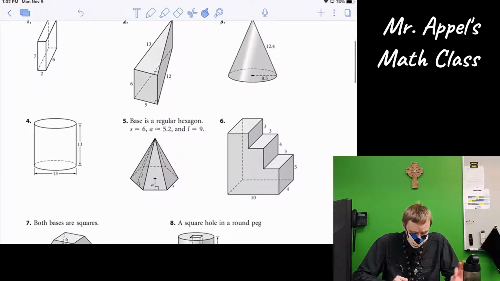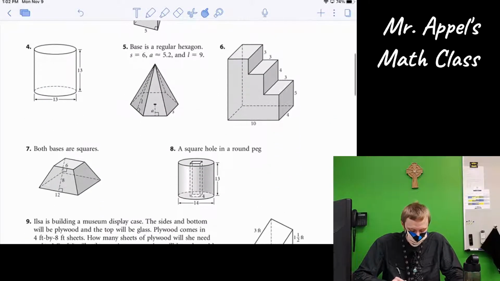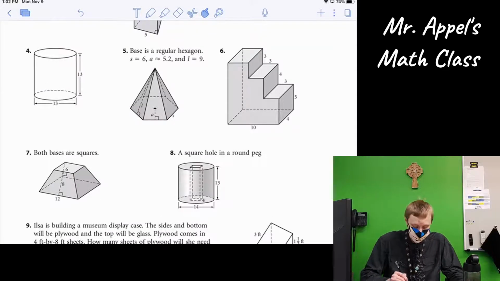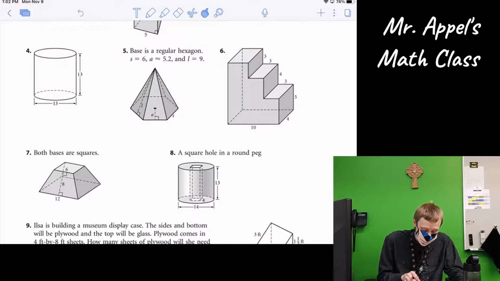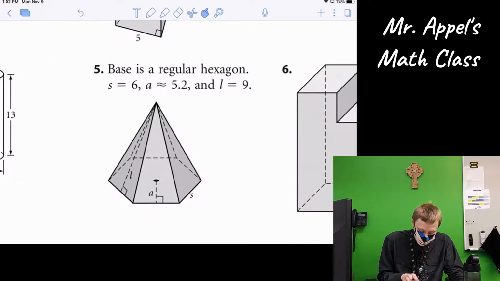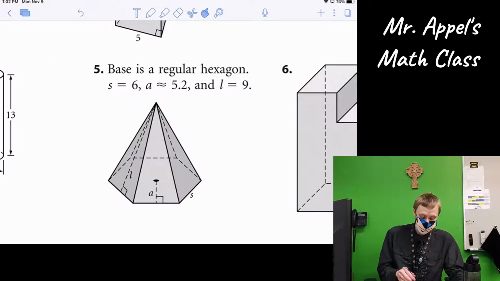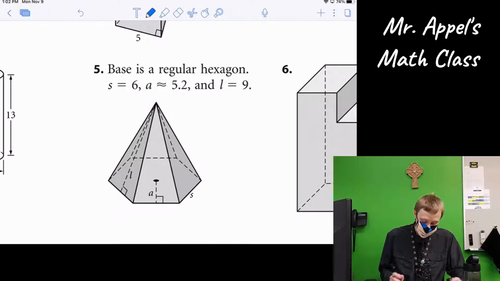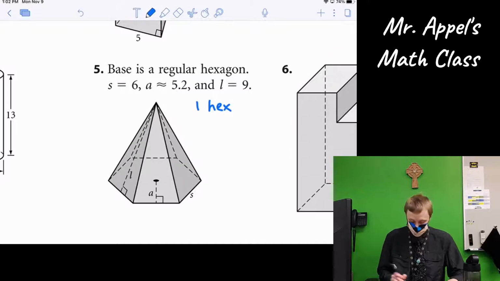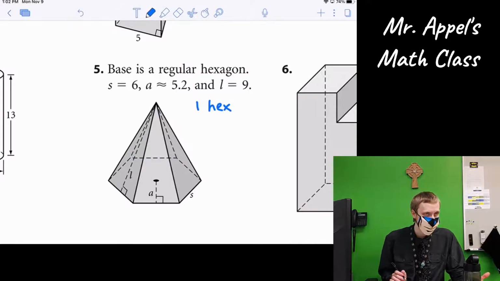All right, so what we've got for today are a few surface area practices. I want to draw your attention to number 5 in particular, this being a pyramid of sorts. So we have the base, here is a hexagon, and then all the triangles up top, which means we need to find the area of that one hexagon plus 6 triangles, right?